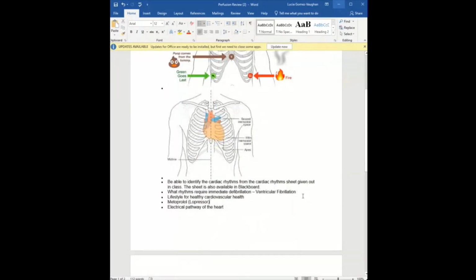So we did mention that ventricular fibrillation requires immediate defibrillation. Lifestyles for healthy cardiovascular disease. So that's going to be getting plenty of exercise, eating well, a diet low in fat, not smoking, limiting alcohol use.